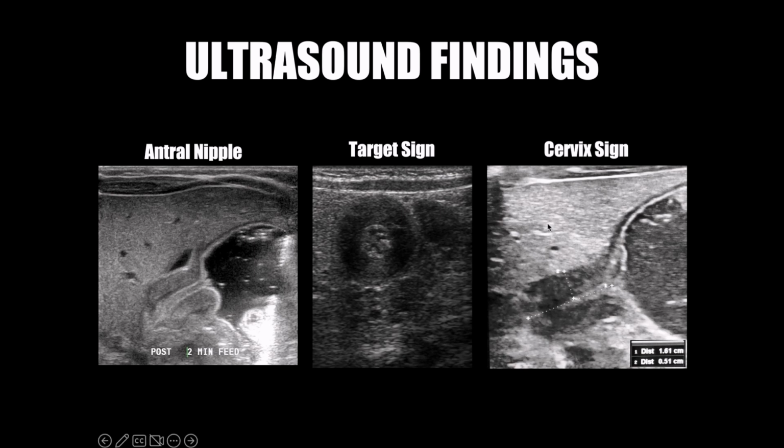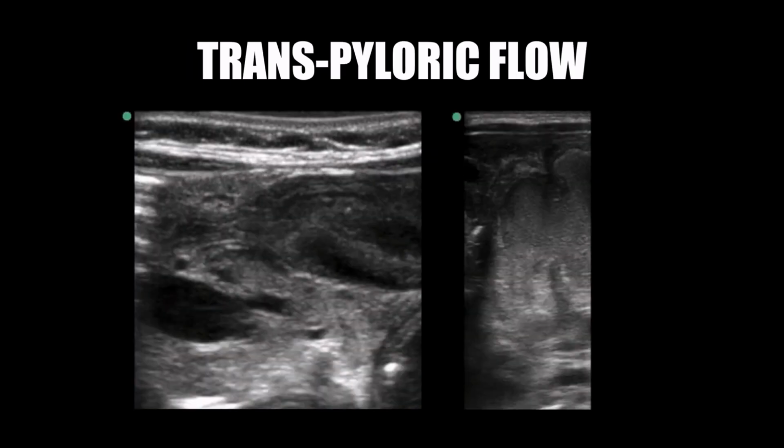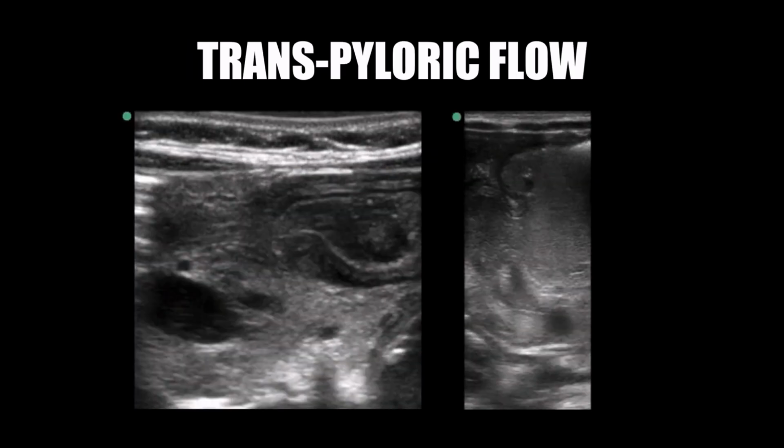Another sign you'll see referenced, shown on the right, is called the cervix sign. For those of you who've done any OB or GYN ultrasound, you'll recognize that the pylorus has an appearance that looks quite a bit like the muscular cervix when you're assessing the cervix and uterus. Another key finding in pyloric stenosis is the absence of transpyloric flow.